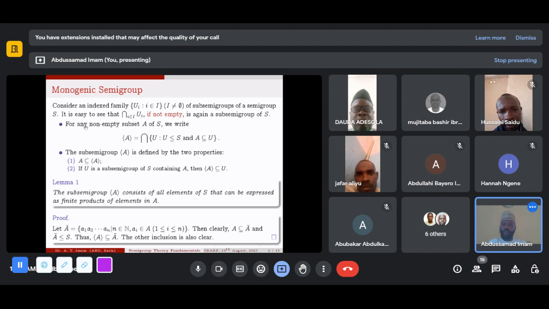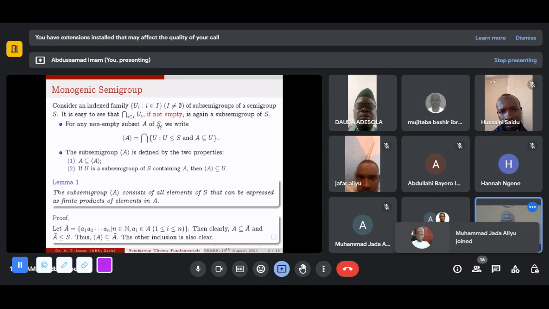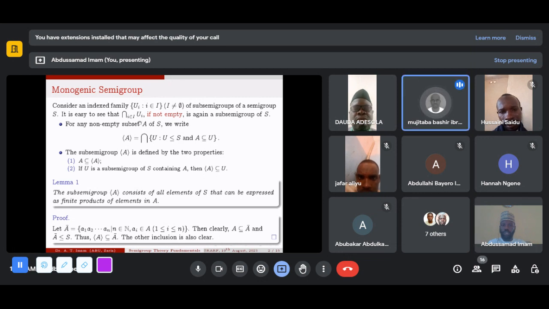And so one can talk of, for any non-empty subset A of a semigroup S, the subset A not necessarily a sub-semigroup, one can speak of the sub-semigroup containing A. In fact, there is always a sub-semigroup containing A, namely S itself is always a sub-semigroup containing A.